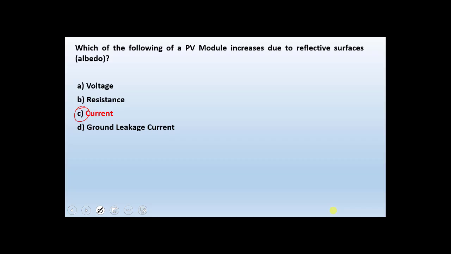Remember, if the irradiance increases, the resistance of the PV module is a separate subject and it doesn't affect that. Voltage almost remains the same, and the ground leakage current is also a different thing. So we stick to our earlier choice, that current increases when the irradiance increases in the form of albedo.